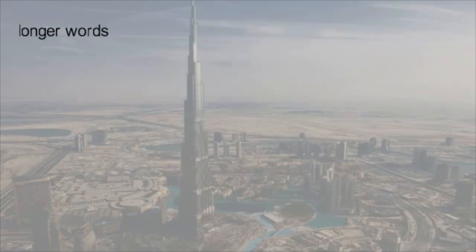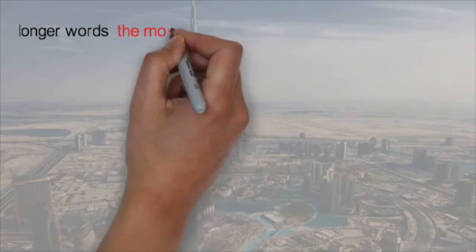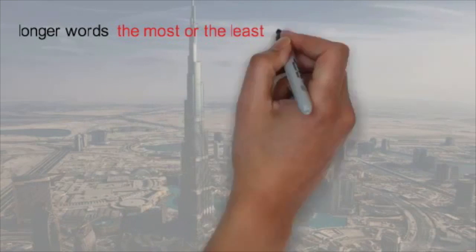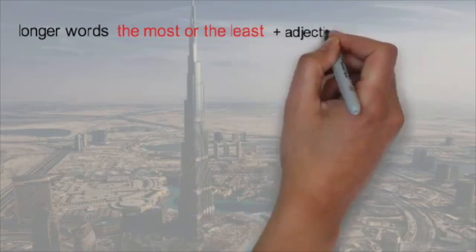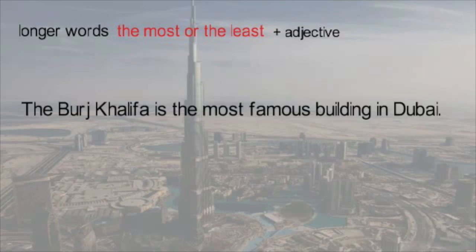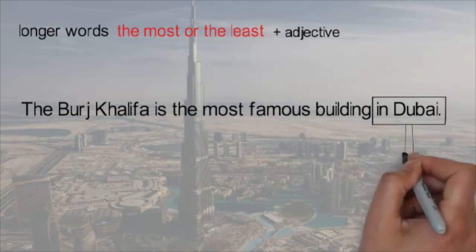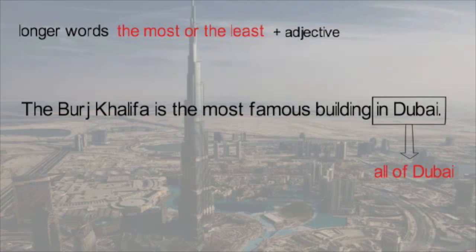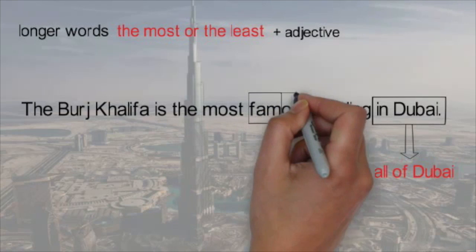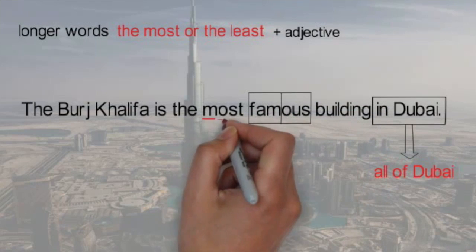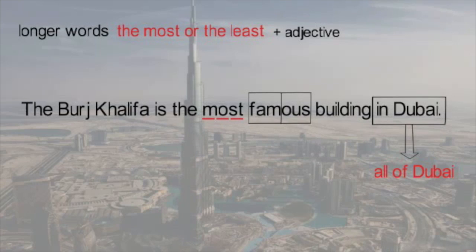For longer words, we simply add the most or the least before the adjective. The Burj Khalifa is the most famous building in Dubai, out of all the other buildings in Dubai. Famous is a longer adjective with two syllables, so we add most before famous.